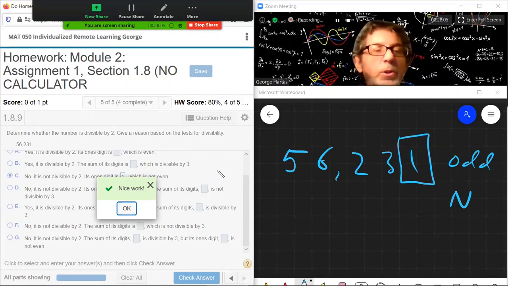So that's how you look at and examine divisibility rules. These are important rules for your sections coming up.